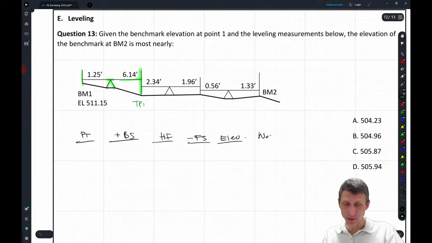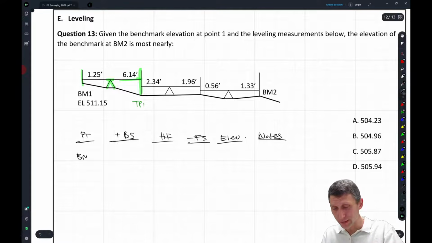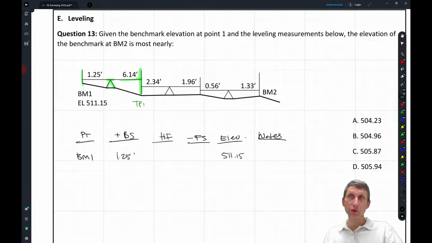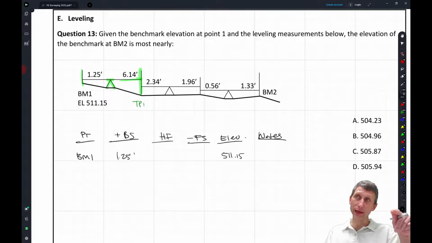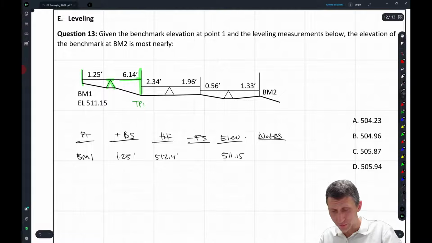Sometimes you'll have a notes section over here. If you're setting up a surveying notebook, these are the things that you're going to put in. So, we're going to backsight to benchmark 1, and the backsight we have is 1.25 feet. We know the beginning elevation of that benchmark is 511.15. So what happens is we add the 1.25 to the 511.15, right? So 511.15 plus 1.25 is going to give us a height of instrument of 512.4 feet.